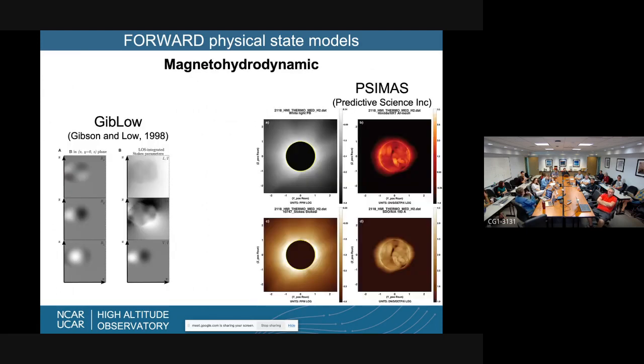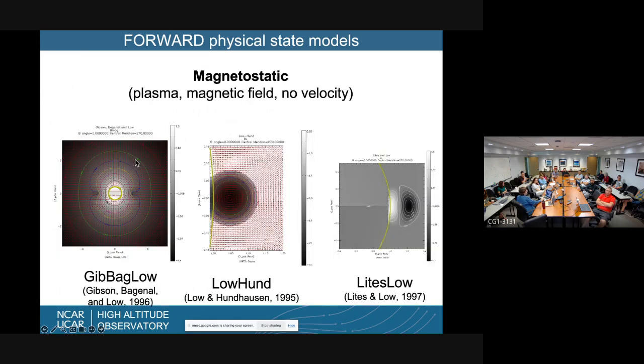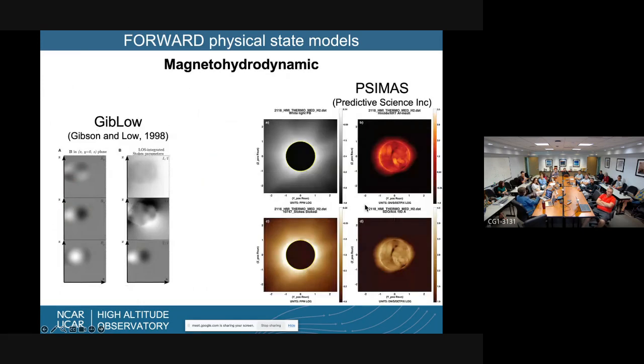And then we have ones which have velocity. The Gibson-Low model is essentially, it came out of the Lites and Low model, which was a prominence model, but the Gibson-Low model is one where it's actually time dependent. And so it's an MHD model of a CME that erupts out in a self-similar fashion. So the velocity there is very special in that it's a self-similar expansion of the structure that was there before, but it is a fully self-consistent solution to the MHD equations.